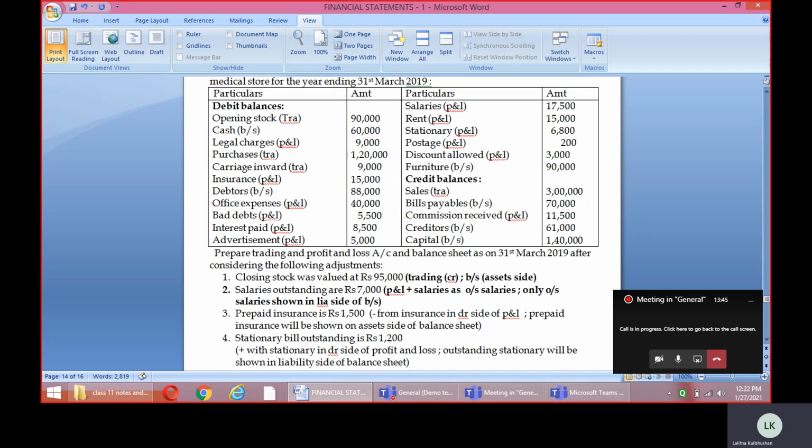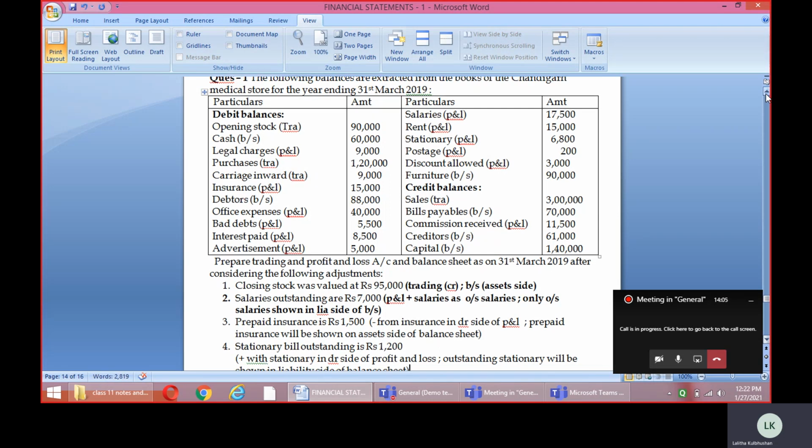Therefore children, kindly solve this question. I have explained how to do it, and we've already seen the fundamentals. You know the rule: in the trading account, you will get the gross profit or gross loss, and in the profit and loss account, you will get the net profit or net loss. In the balance sheet, at the end, your total should come equal. If it comes equal, that means what you have done is all correct.